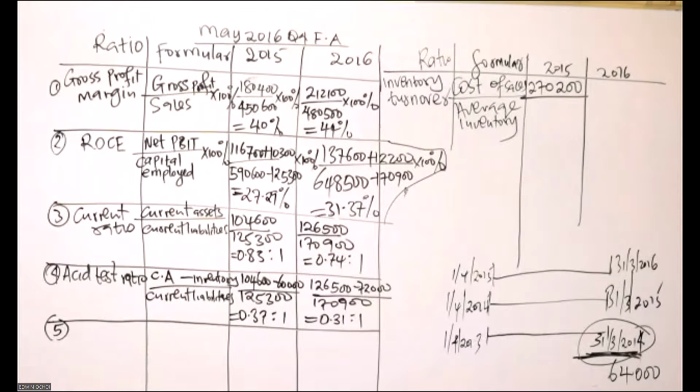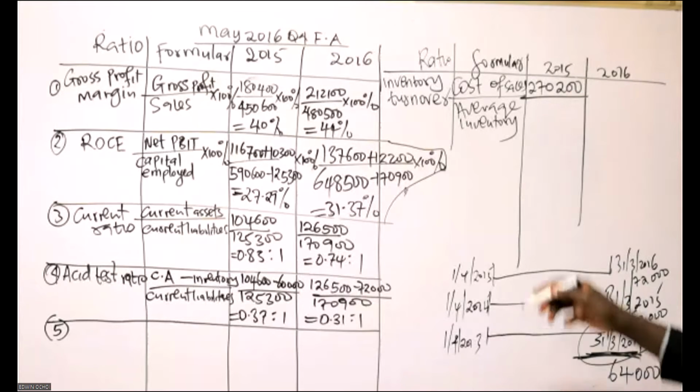So you are given for 31st March 2015 the inventory, 60, so you can be able to get the average. And the inventory in 2016, 72,22. So now how do you get the average for the ending 2015?